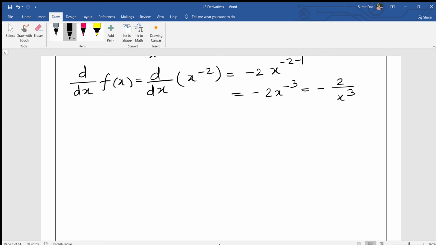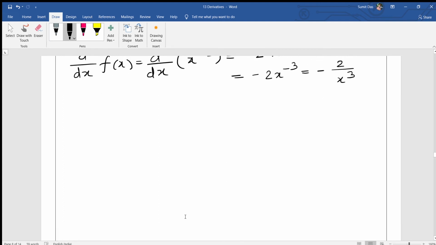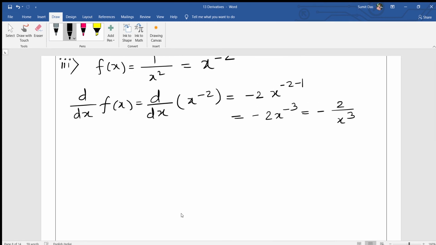Now next. Okay, I'm giving you one question. Do it now. f(x) is equal to 4x to the power minus 3. Find d/dx of f(x). Find the derivative. Let me know the answer first.